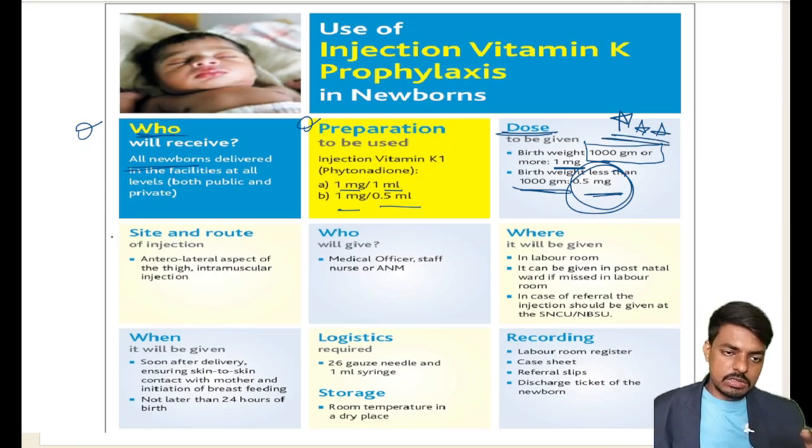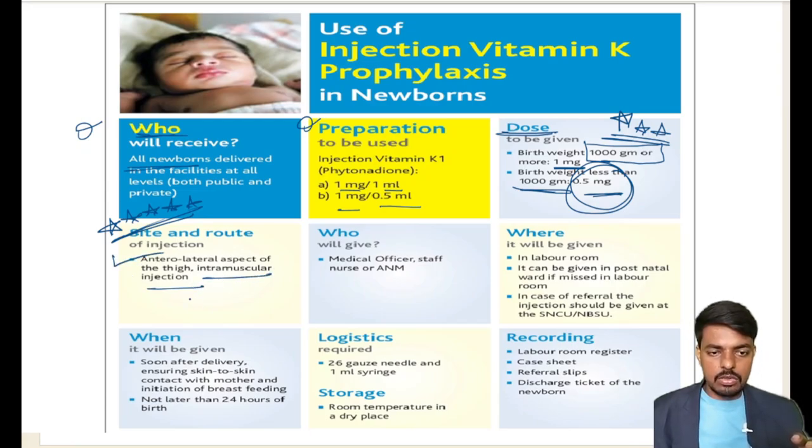Again, very important, the site. I don't know how many times the question has been asked about the site of the injection of vitamin K in the newborn. That is the anterolateral aspect of the thigh, where we give the intramuscular injection. Very important, anterolateral aspect of the thigh. Very important 5-star topic this one.